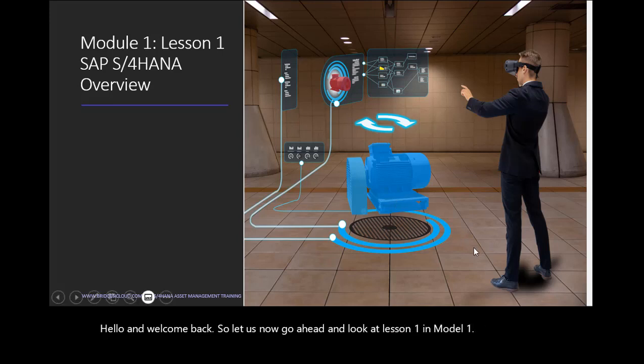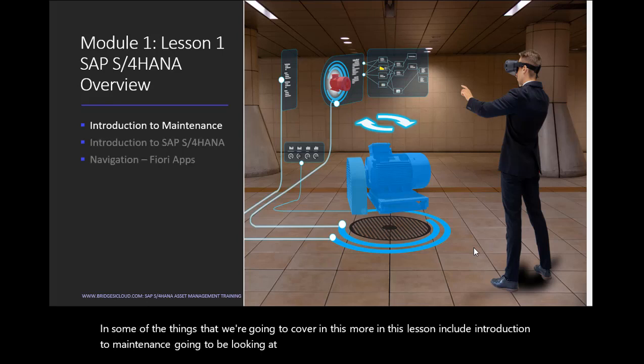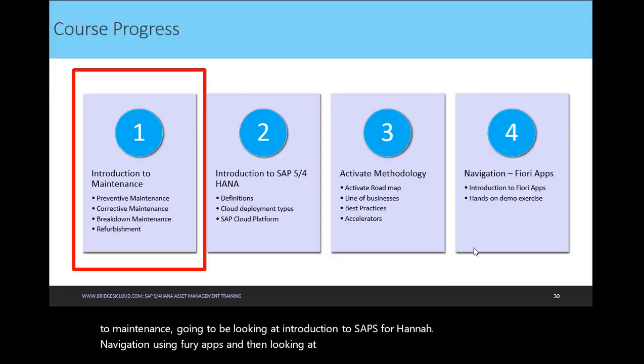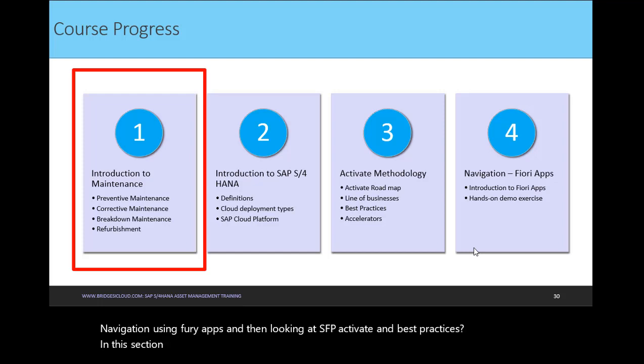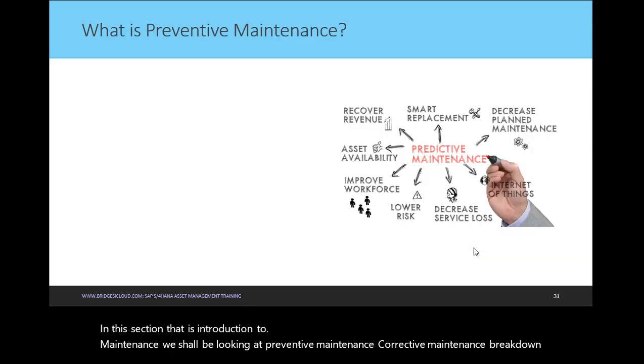Some of the things that we're going to cover in this lesson include introduction to maintenance. We're going to be looking at introduction to SAP S/4HANA, navigation using Fiori apps, and then looking at SAP Activate and best practices. In this section, that is introduction to maintenance, we shall be looking at preventive maintenance, corrective maintenance, breakdown, and refurbishment.